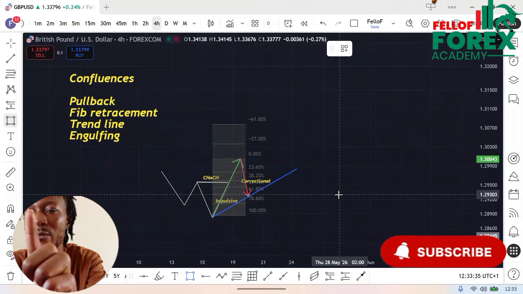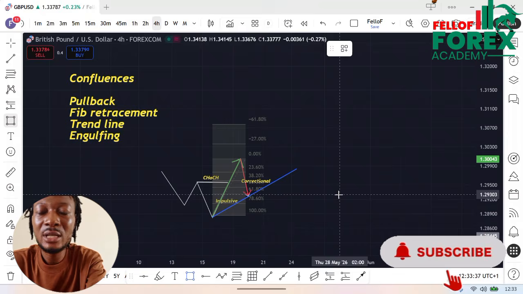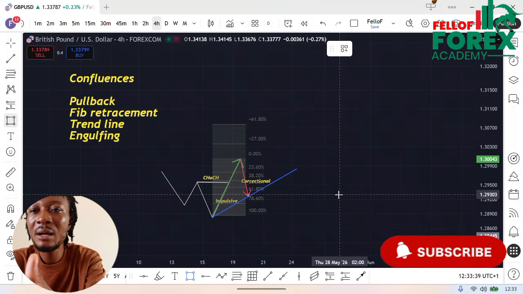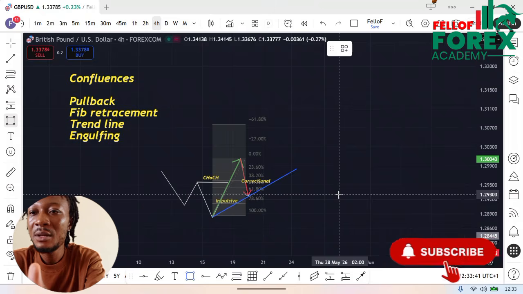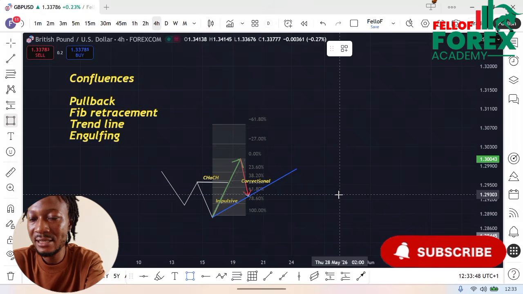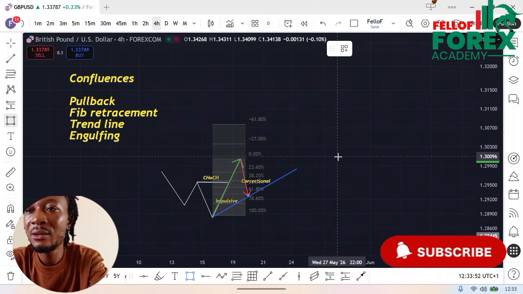There are so many confluences. Some people use fair value gaps, order blocks, liquidity sweep, whatsoever. But this is pure price action that I'm telling you. These are things that we see on the charts to give us confirmations. So what is an engulfing candlestick?